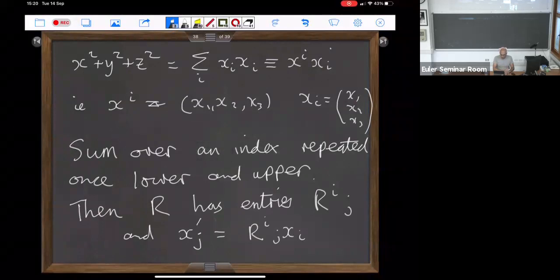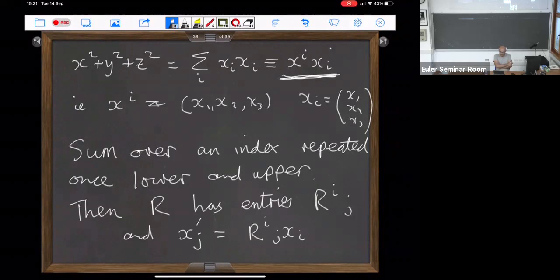So the sum of squares, we write in the following way. You see the thing on the left-hand side, which is x1 squared plus x2 squared plus x3 squared, I've written as the sum over i of x_i times x_i. The thing on the right-hand side has x with an upper i and x with a lower i. And because you have a repeated label, one upper and one lower, you sum over that label.